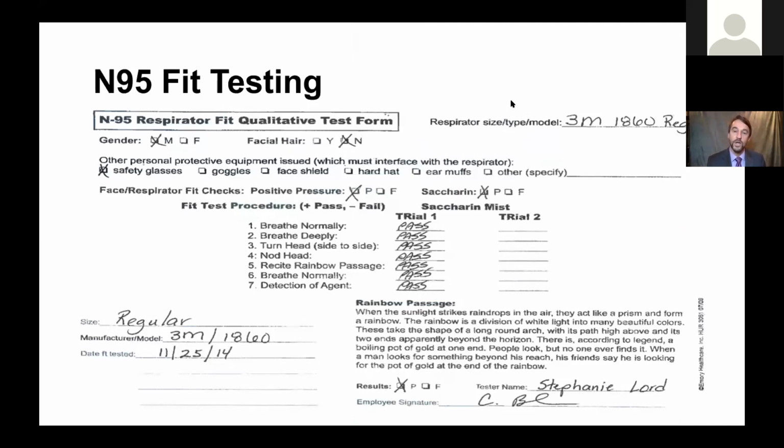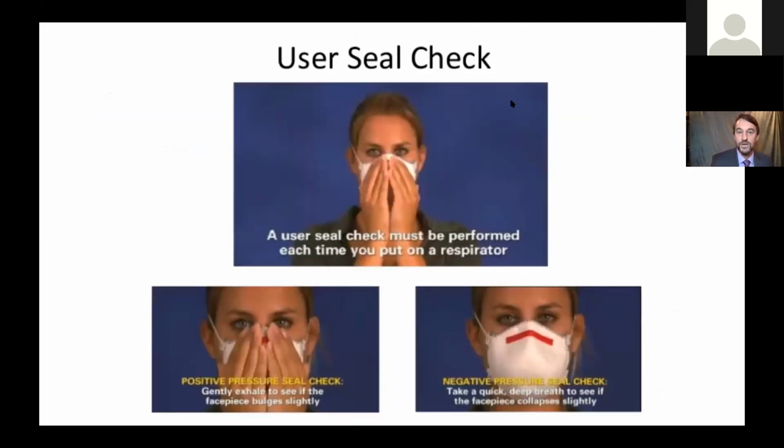And again, I go through all these seven, at least six of these checklists every time I put an N95 on. I'll move my head to the side, I move around to make sure the N95 doesn't move and I don't lose the seal. Just on that user seal check, there's lots of videos out there.